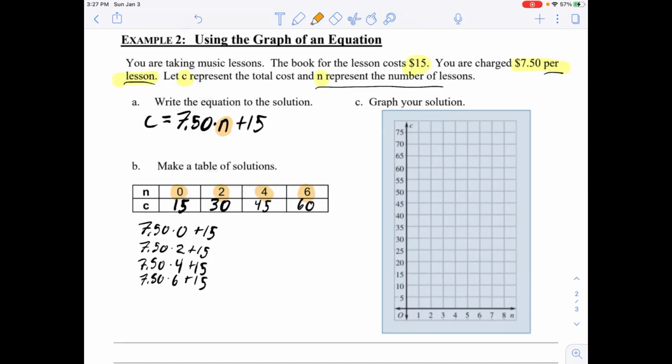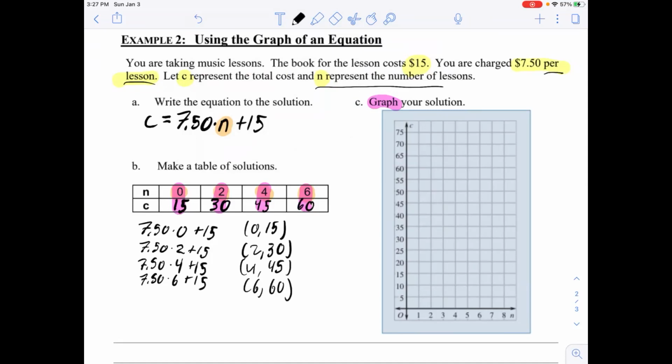After I've filled out my table, my next step is ordered pairs so that I can make my graph. So my ordered pairs are each of these here. And I like to write them out so I don't end up confused. So my first one is 0, 15, 2, 30, 4, 45, and 6, 60.